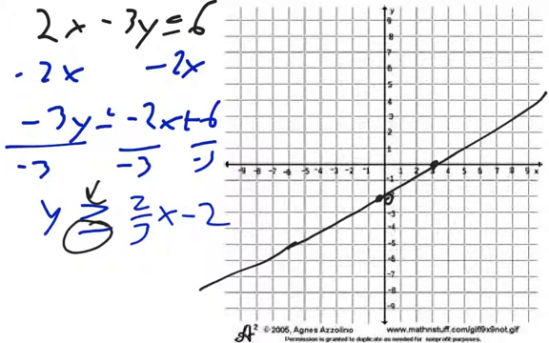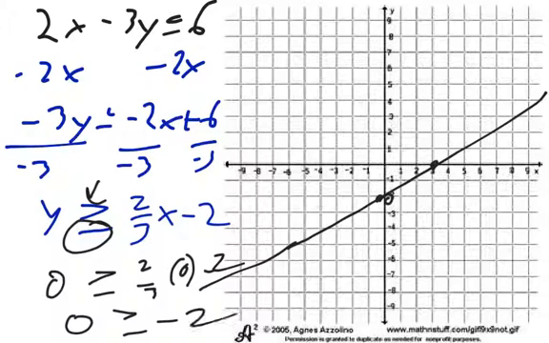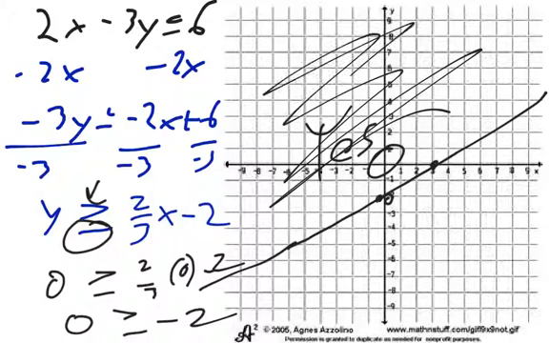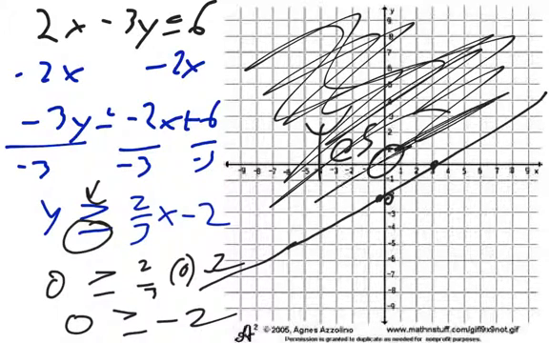So, since we're greater than, or 0 is greater than 2/3 times 0 minus 2, 0 is greater than negative 2, and that is yes, here at 0, 0, so I'm going to shade everything up here.